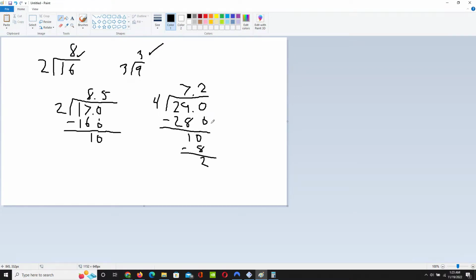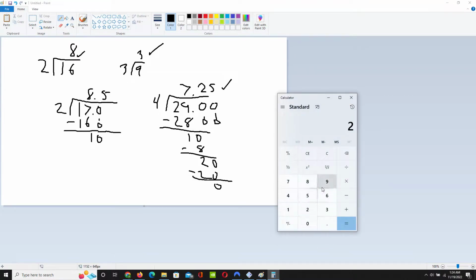And since we already dropped a 0 here, we're going to add another 0. We can do that at no cost. We don't have to change anything. We can just add a 0 and drop it down. And now we have it. How many times can 4 go into 20? 5. 4 times 5 is 20. It's 0. This is your answer. 29 divided by 4. 7.25. Perfect.